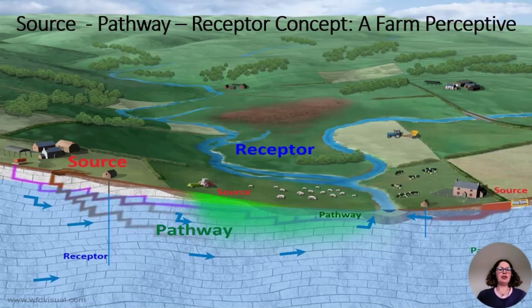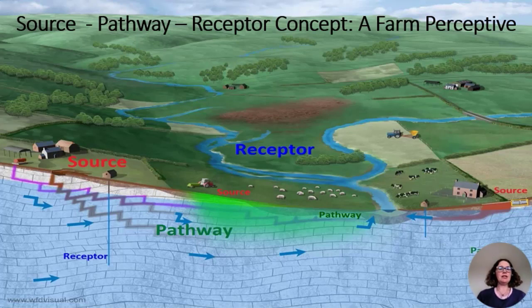Let's start by introducing the source pathway receptor concept. This concept is used to describe the transport and attenuation of pollutants through our environment, and it allows us to identify areas referred to as critical source areas or CSAs. These tend to be the locations within catchments where a high proportion of the total pollution originates.